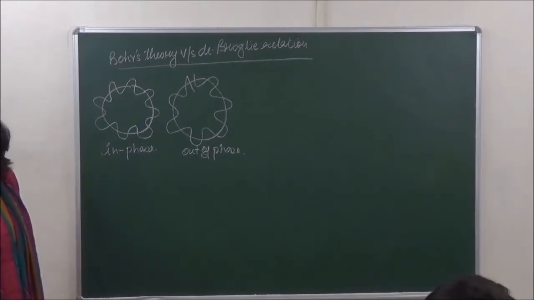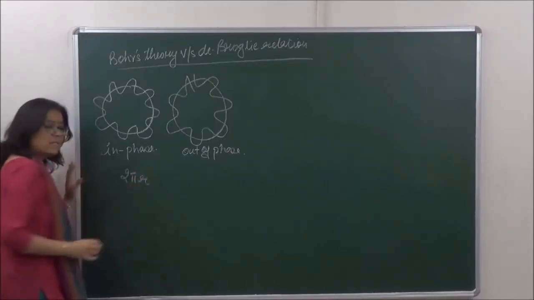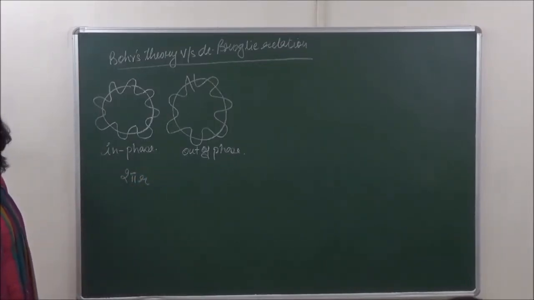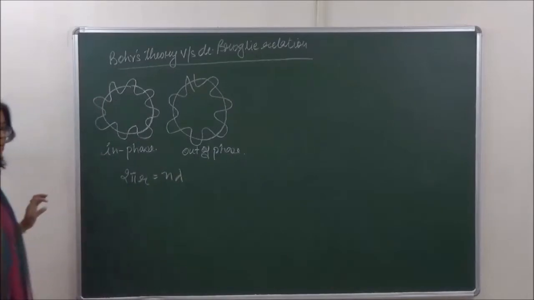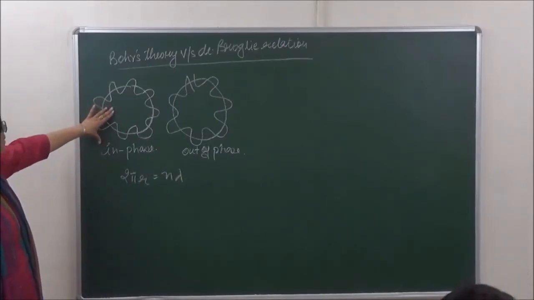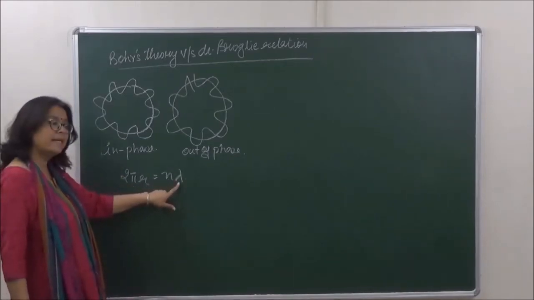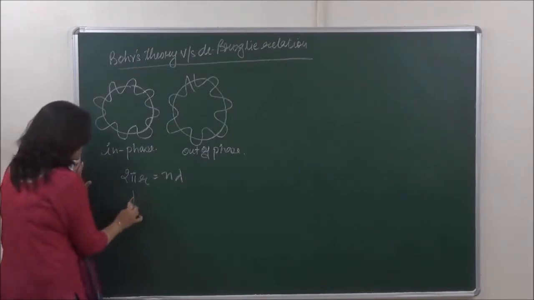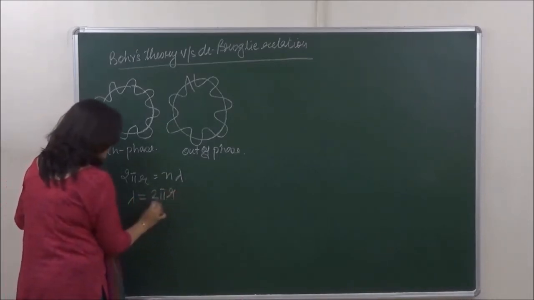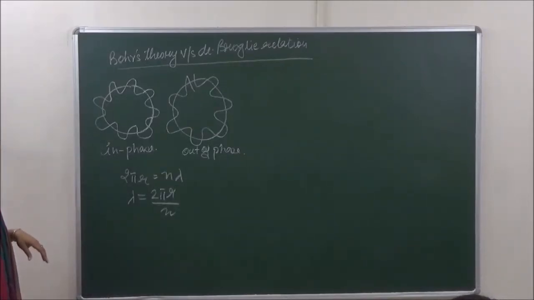In that case, when the wave is in phase, what do we say? We say that the circumference of Bohr's orbit, which is given by 2 pi r, is equal to a whole number multiple of the wavelength, n lambda. So lambda over here will become 2 pi r upon n.